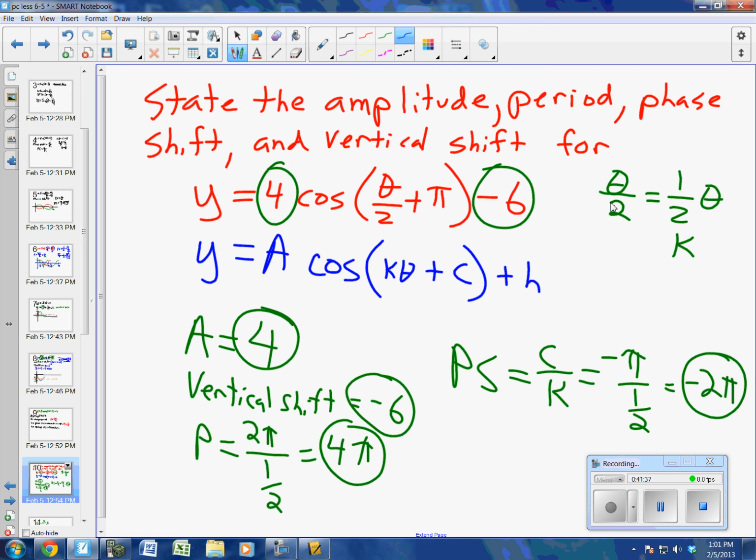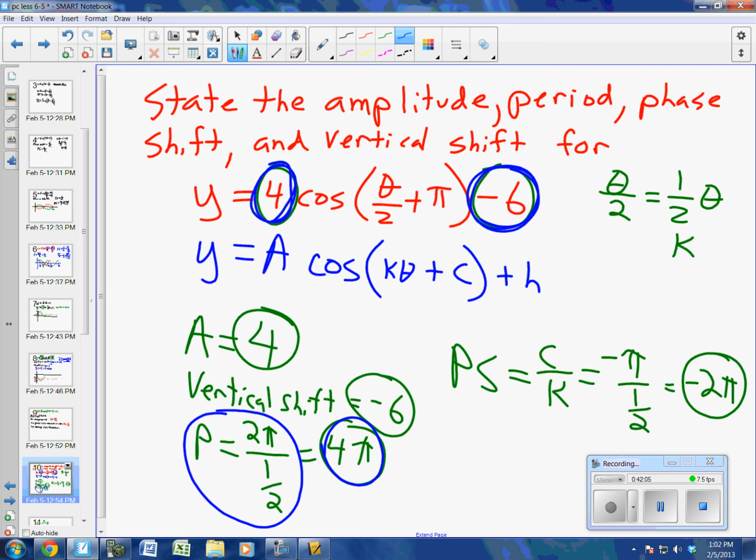Okay, a was really easy to find. It's just the number that's being multiplied by the cosine or the sine. It's 4. That means this thing's going to go up 4 units and down 4 units from the equilibrium point. h was really easy to find. The vertical shift is going to shift down 6 units. The period is just equal to 2 pi over k, and k was 1/2, so 2 pi divided by 1/2. Invert and multiply, you get 4 pi.